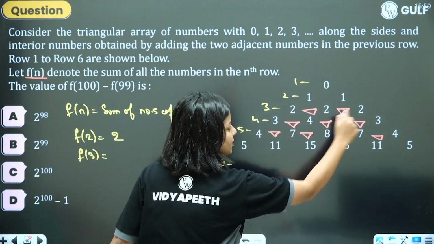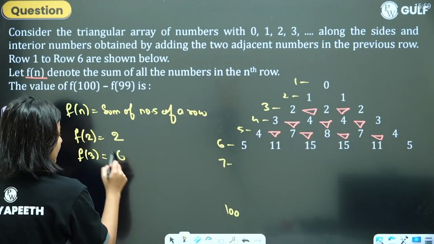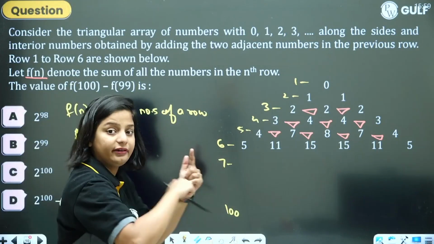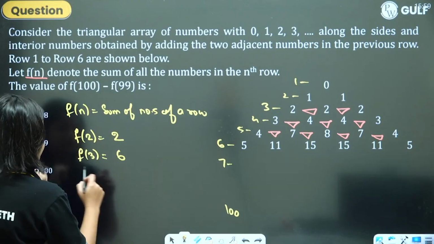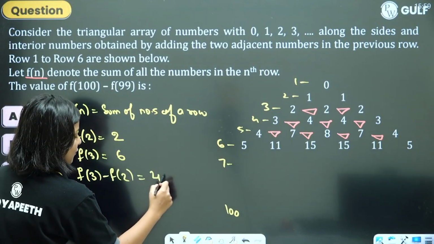Sum of all numbers of the third row: 2 plus 2 plus 2, 6. And if you subtract them, because finally the question is subtracting 100 minus 99, f of 3 minus f of 2 will be 6 minus 2, 4. That's 2 square.